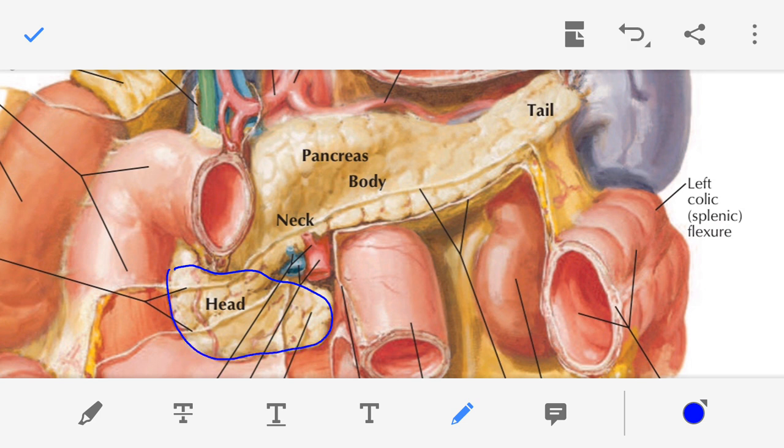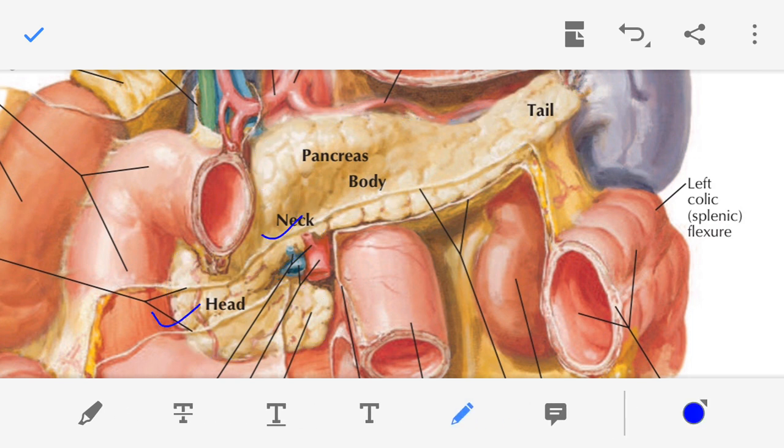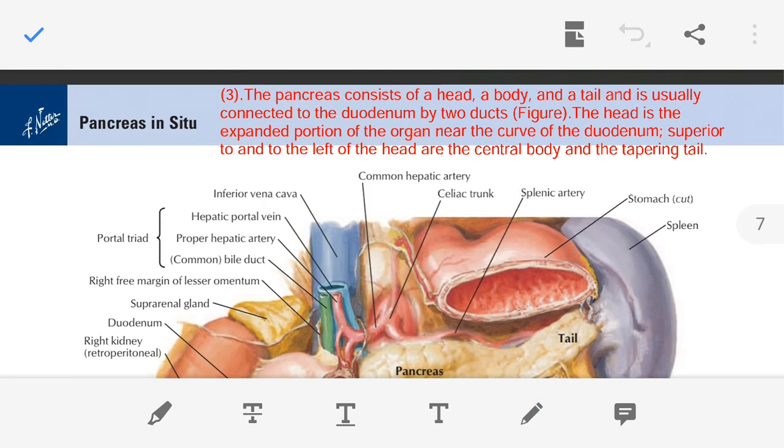This one is the head, then this one is the neck part, then we have the body, and the final tapering end, the narrow end, that is the tail. So the pancreas is divided into head, neck, body and tail.